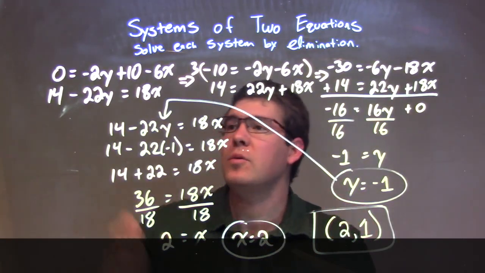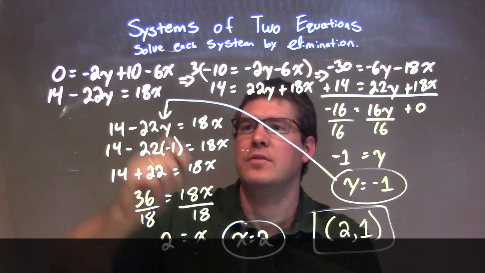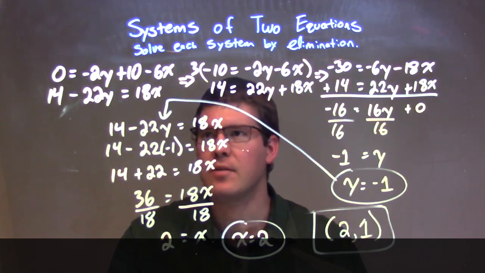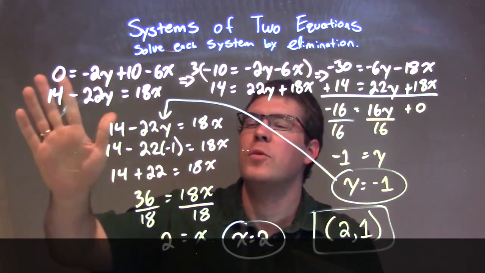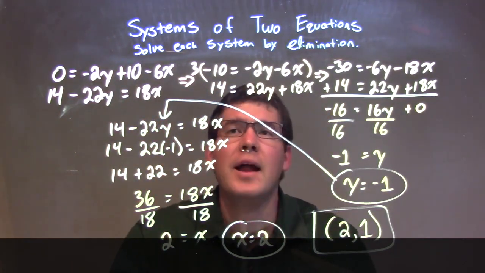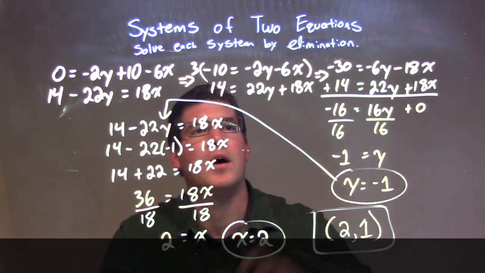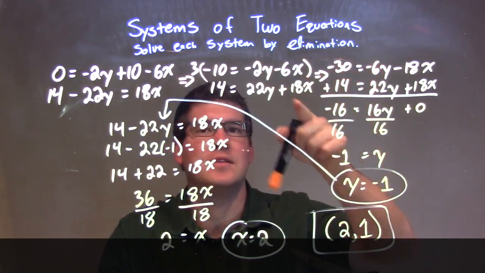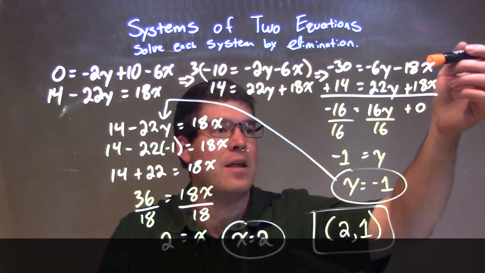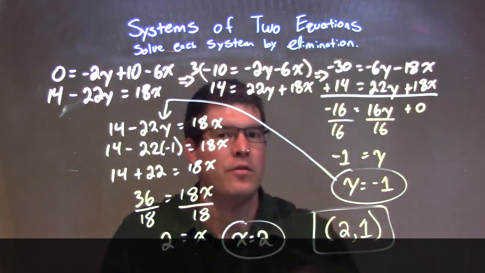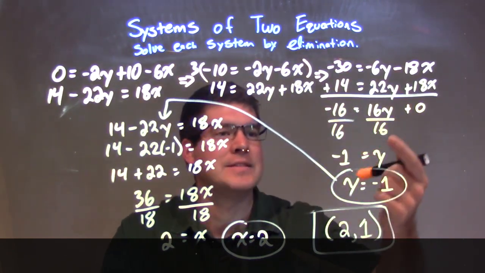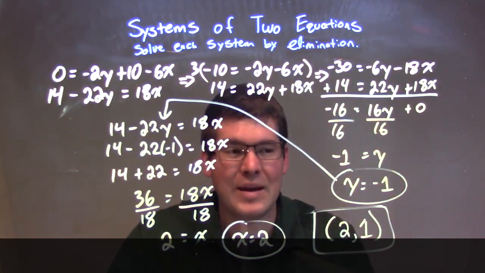So let's recap. We're given our two equations, 0 equals negative 2y plus 10 minus 6x, and 14 minus 22y equals 18x. From there, I rearranged it to have the numbers on the left and then the variables on the right. Then I looked at it and said, okay, I know I can multiply negative 6 times 3 to get my 18, so I'm going to multiply the top equation all by 3. After I did that, I added the two equations together, which eliminated the variable x. That was the whole point. Hence elimination. I then divided by 16 on both sides, giving me y by itself to be a negative 1.